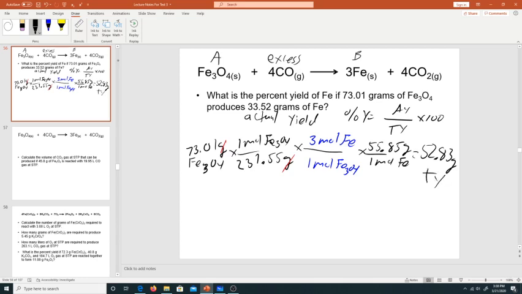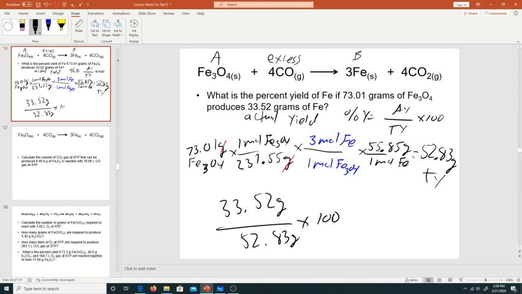So if I want to find the percent yield, I need to take the actual yield, 33.52 grams, divide that by 52.83 grams times 100 equals 63.45.